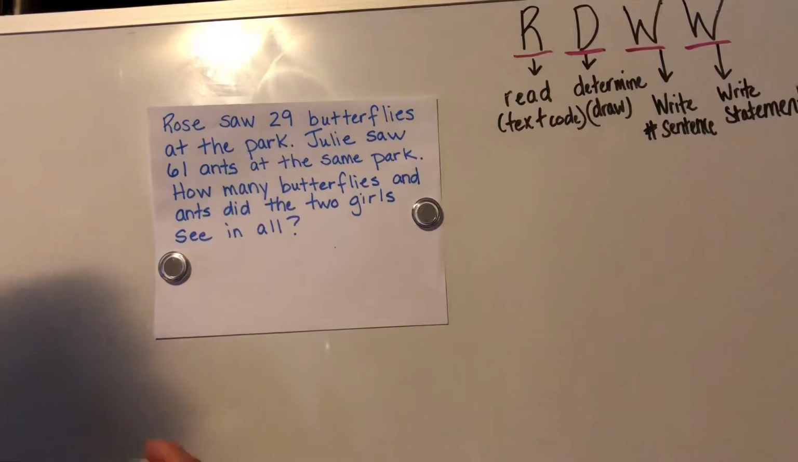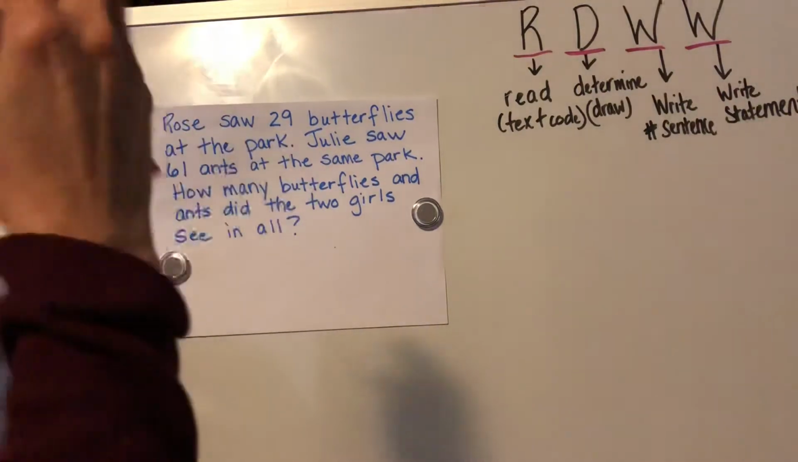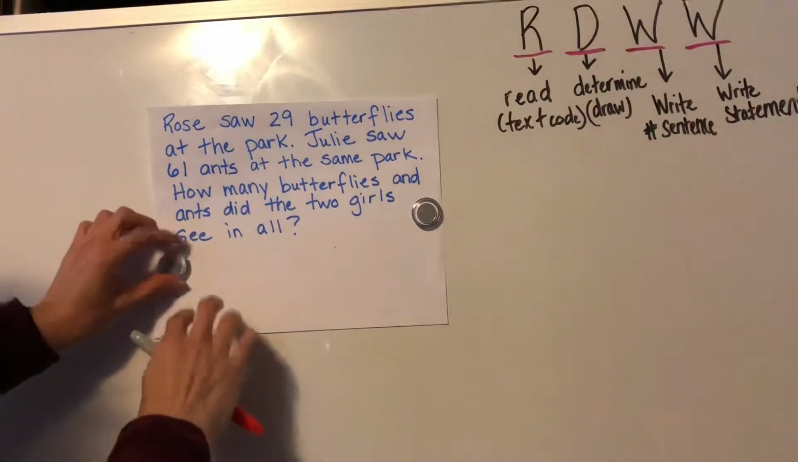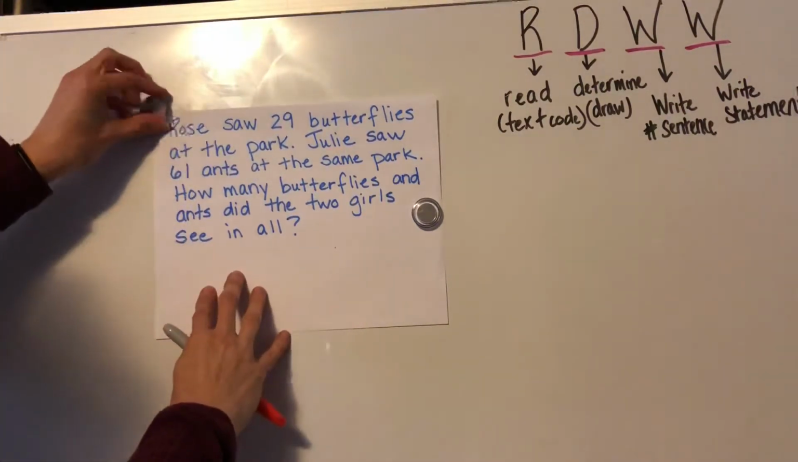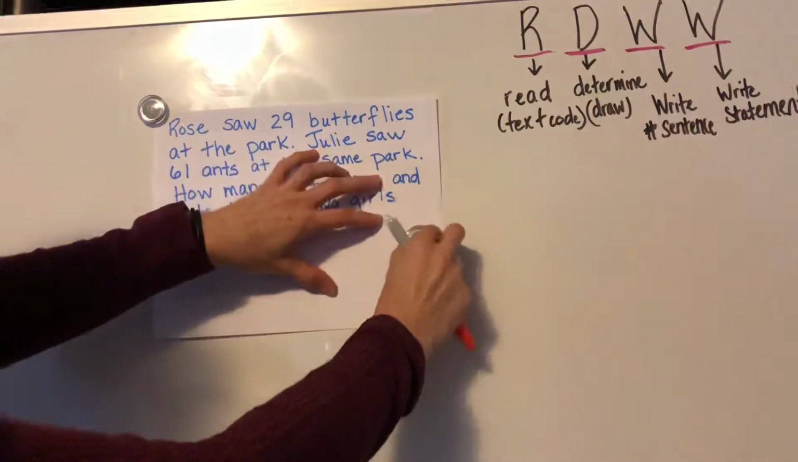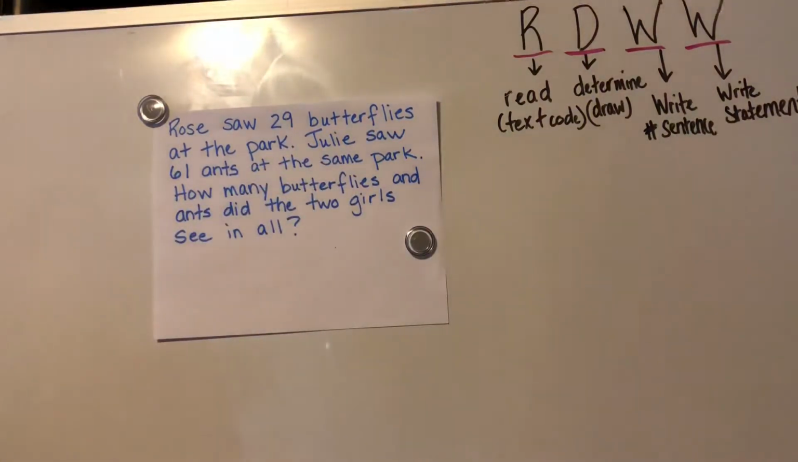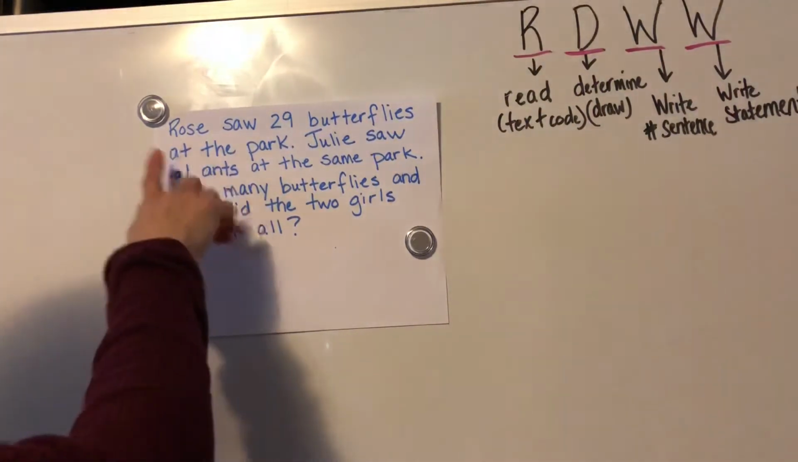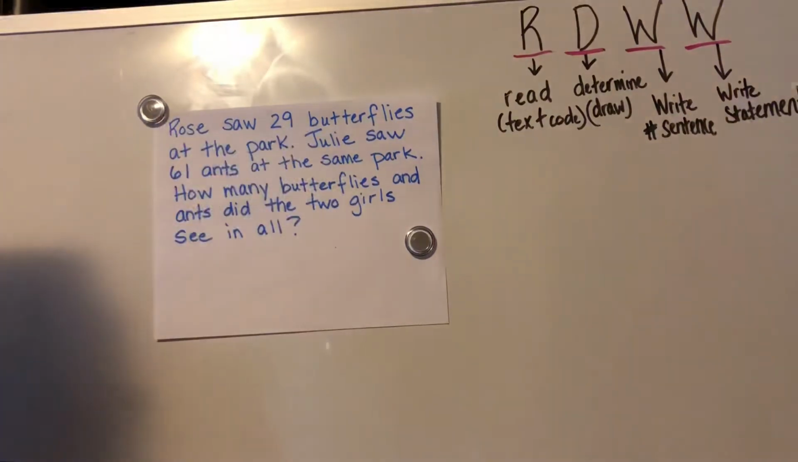Text coding is something that we do that really just highlights the important parts of that word problem that we need to be able to solve it. They put a lot of filler words in here that we don't need to solve the problem. So being able to narrow it down to what's really important helps us make sense of the problem. I'm going to look first for the things that I know.